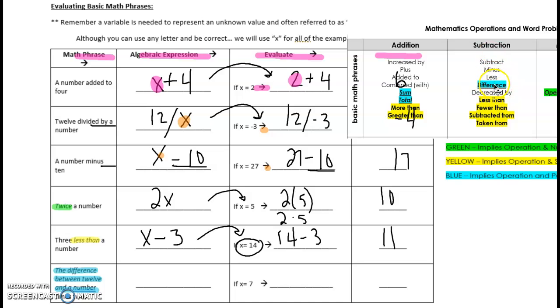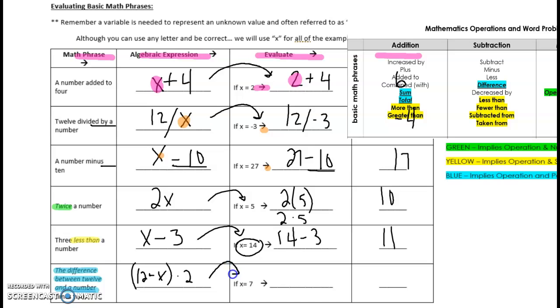Here's the word difference, and it is a blue term, meaning that it implies the operation, and it tells you to use parentheses around that section. So if I have the difference between 12 and a number, I would have to put subtraction of 12 and a number, and then put it in parentheses. And then follow the rest of it. It says then times 2. So 12 minus x times 2.